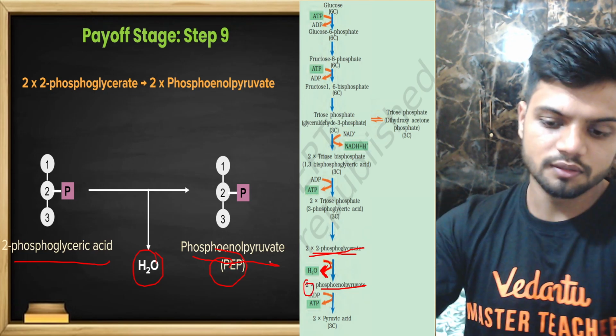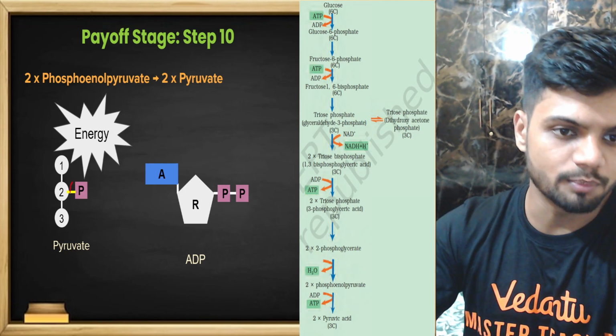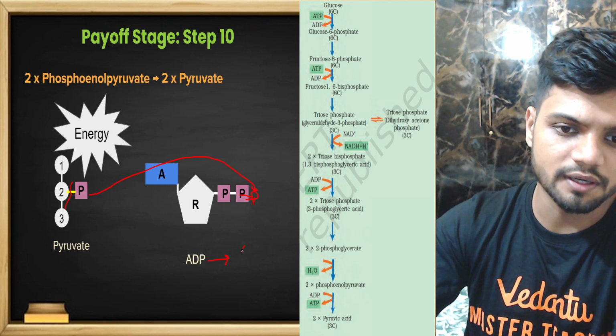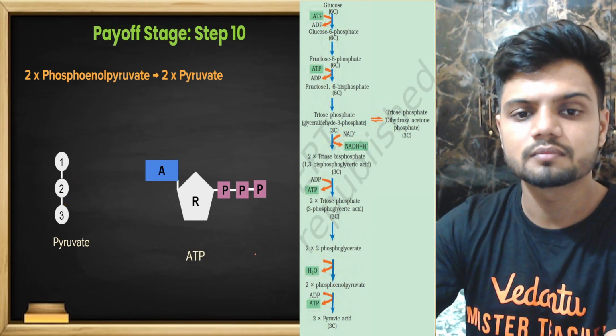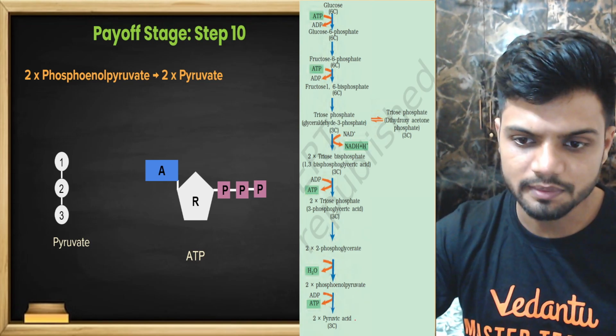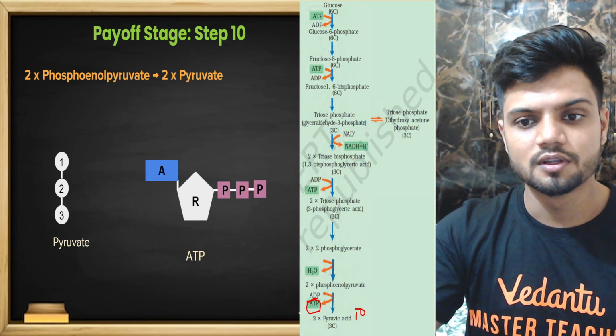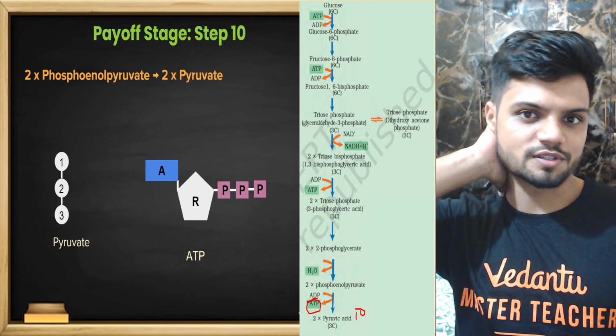We have phosphoenol pyruvate into 2, everything into 2. Now again, this particular bond is unstable. It will break. This energy is taken and added to this phosphate here, and this ADP is now getting converted back to ATP. Last step, 10th step, ATP is being produced here. This is your entire cycle of glycolysis.